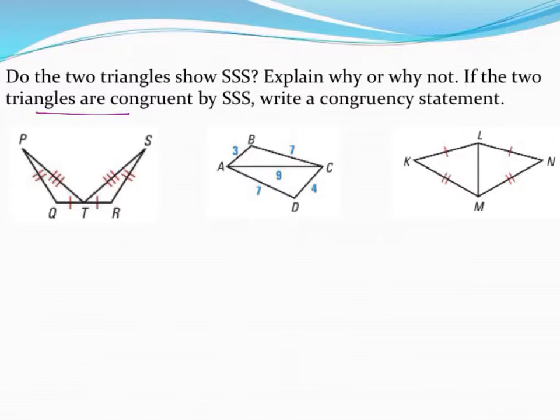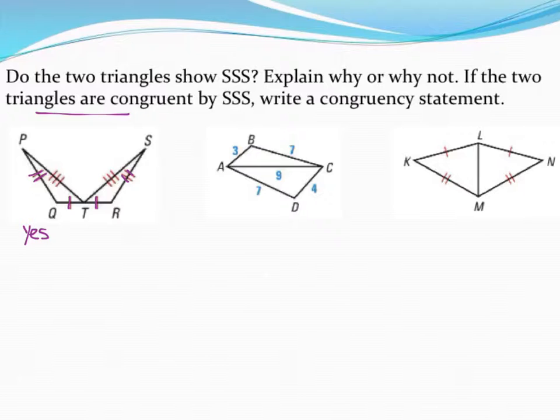So in our first set of triangles, I can see that because of tick marks, I do have all three pairs of sides matched up. Side QT is congruent to side TR, side PQ is congruent to side SR, and side PT is congruent to side ST. And so, yes, this first picture is an example of side, side, side. And when I want to explain why, well, I would just write out what I just said. QT is congruent to TR, and so on.